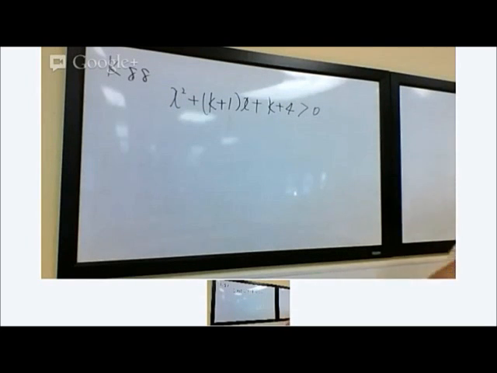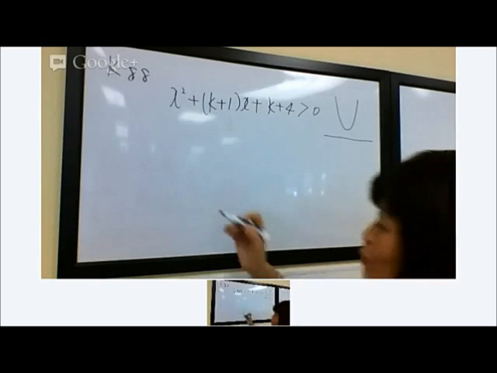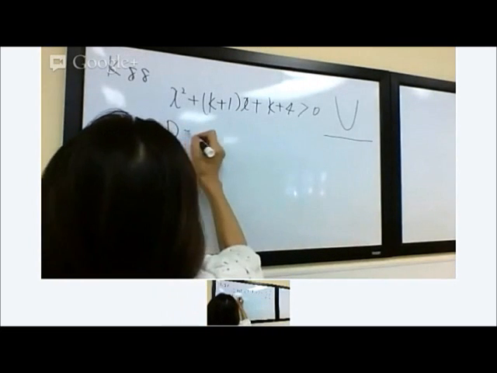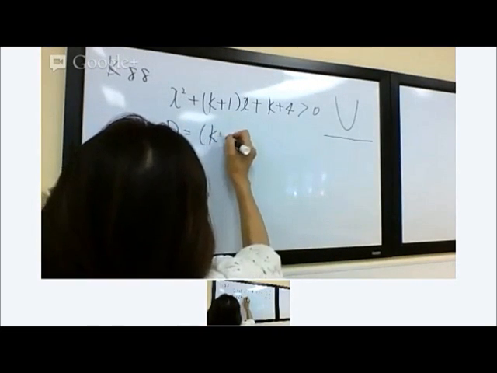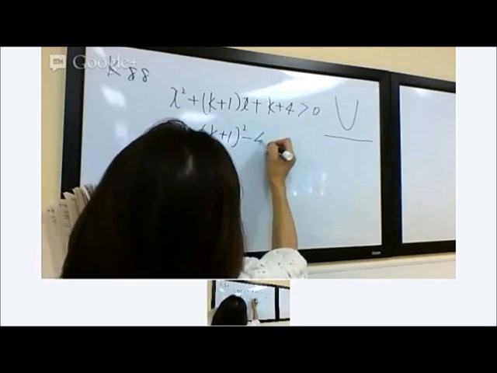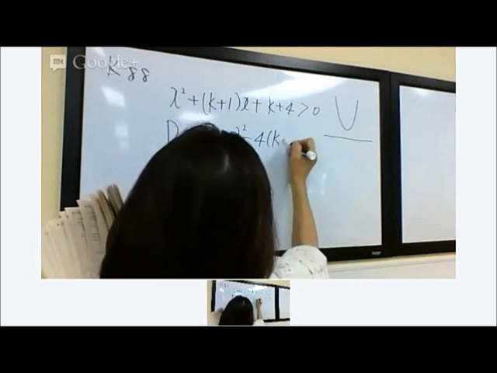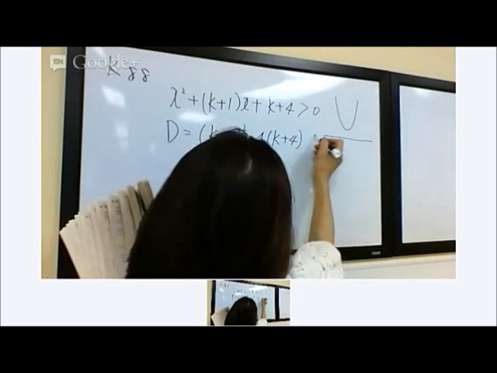It means that the graph needs to be like that, right? Yeah, because the graph needs to be greater than zero, which means D, the discriminant, needs to be less than 0. That's our point. So we need to find the D. D equals B squared, K plus 1 squared, minus 4KC. It needs to be less than 0.